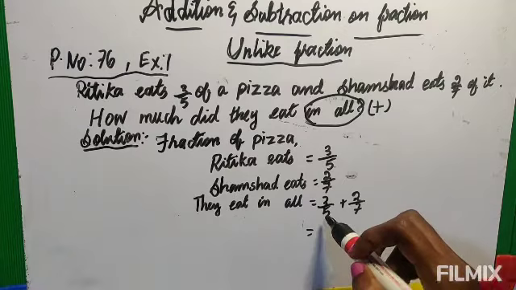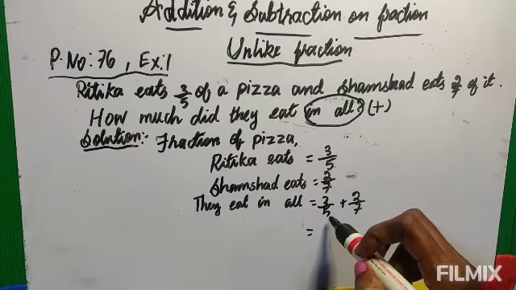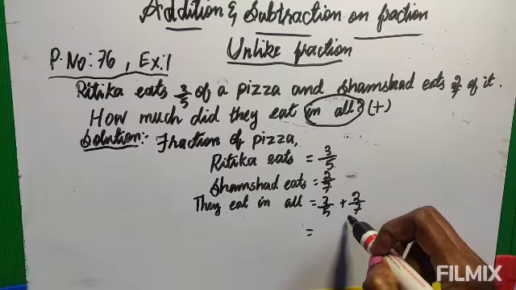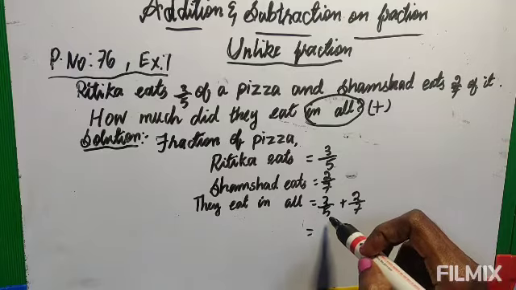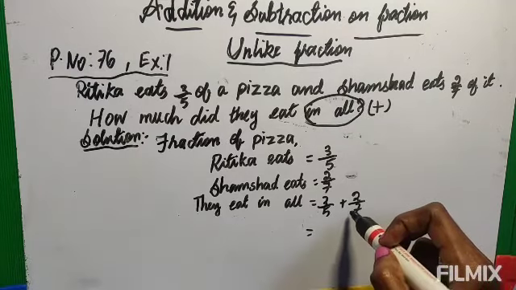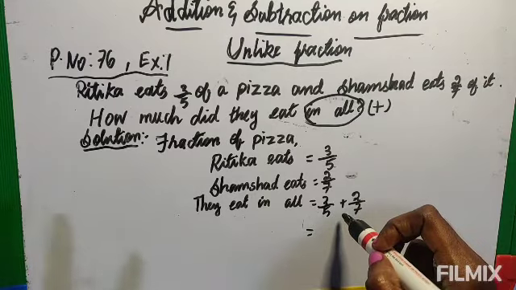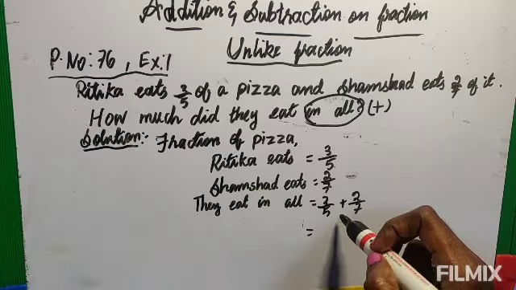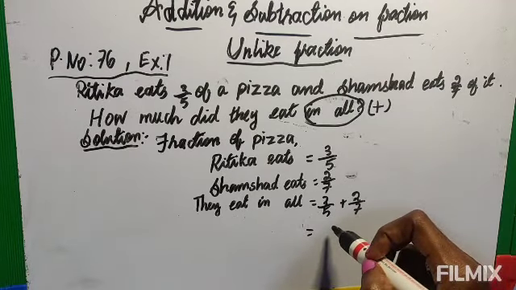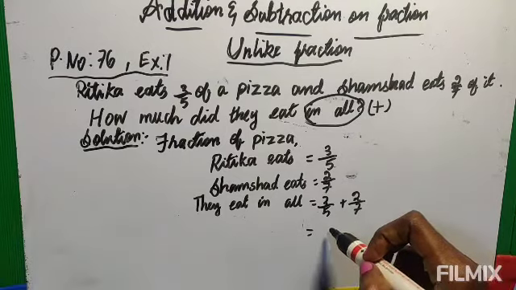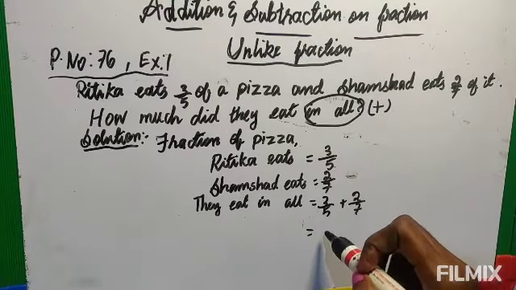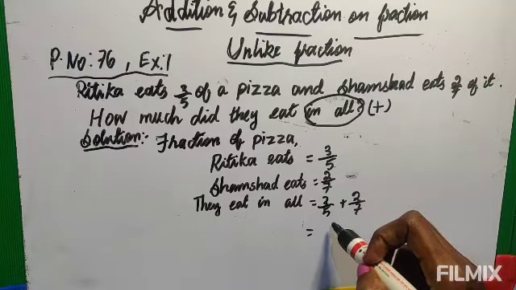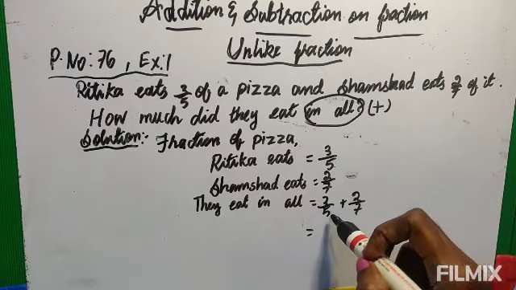Now just observe the denominators. If both are prime numbers, you can directly do the cross multiplication. Suppose one is prime and the other is composite, then you can check whether they have a common HCF, find the LCM, and change them into the same denominator. You have already learned how to change. Now you see both denominators, 5 and 7, are prime numbers, so they will not have any common factors. So you can do the cross multiplication.